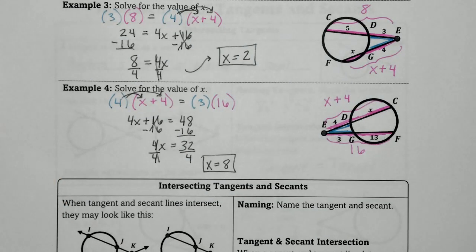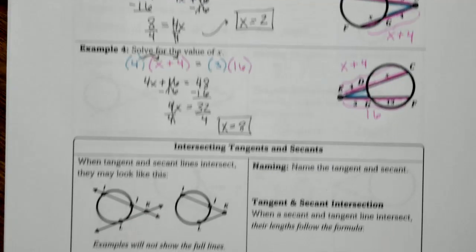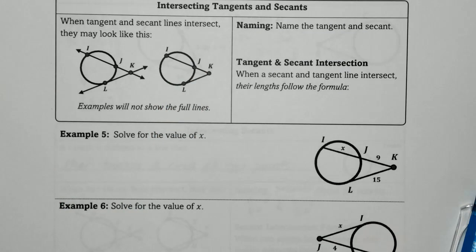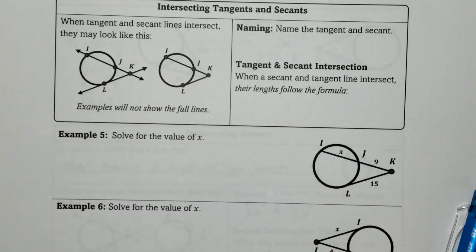Now, we looked at 2 tangents intersecting, 2 secants intersecting. Let's look what happens when one of each intersects. This is what we end up looking at. Okay, majority of the time you're going to have it without the extensions, like the one on the right or here. Okay, now we want to name the tangent and name the secant.